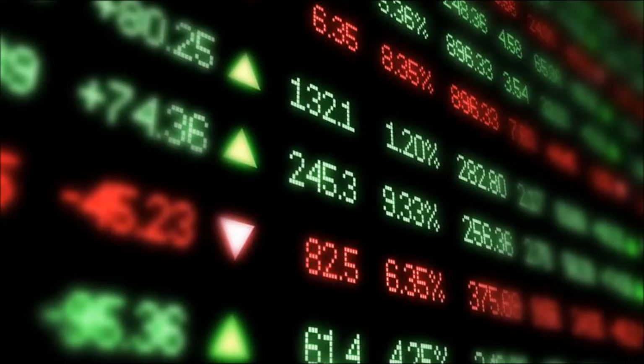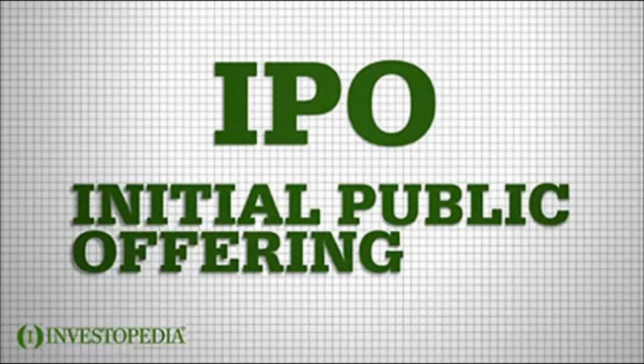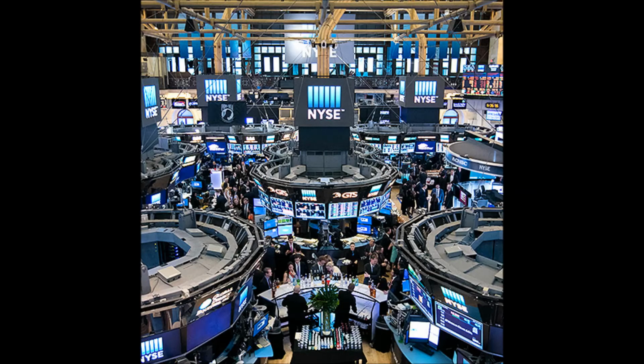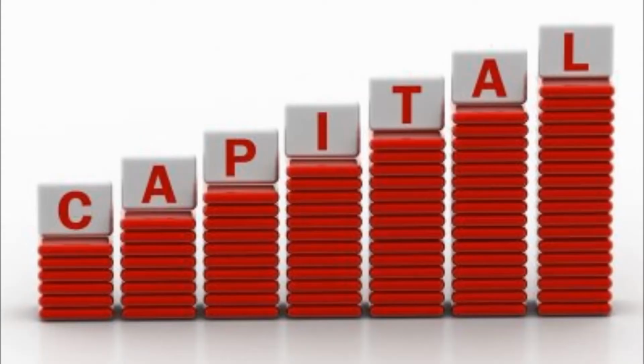The alternative to a reverse acquisition is an initial public offering, or an IPO. An IPO is when a private company goes public by issuing brand new shares to the public. Going public with your private company's shares is a great way to raise capital. However, the downside to an IPO is that it is very expensive and it's very time-consuming.